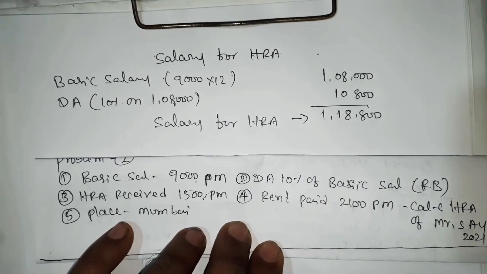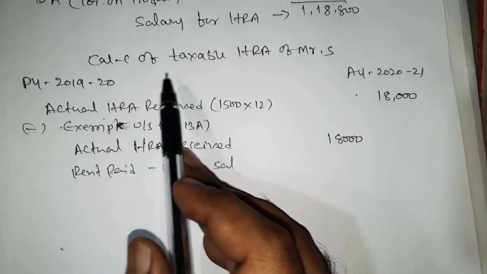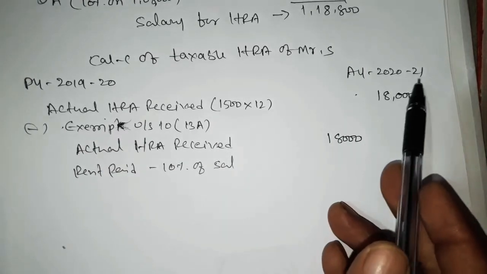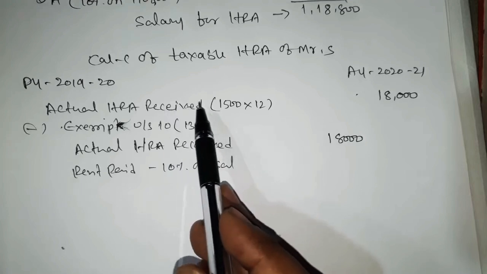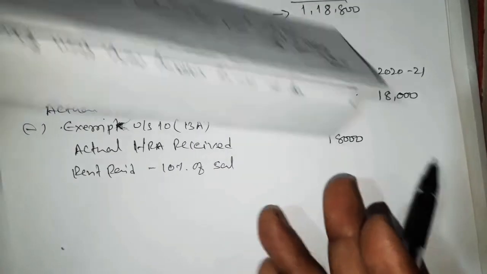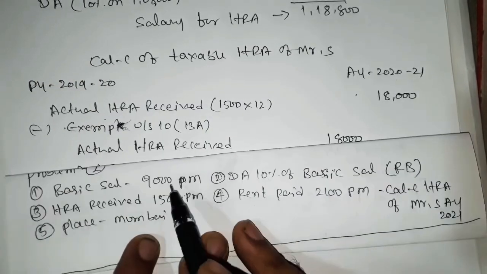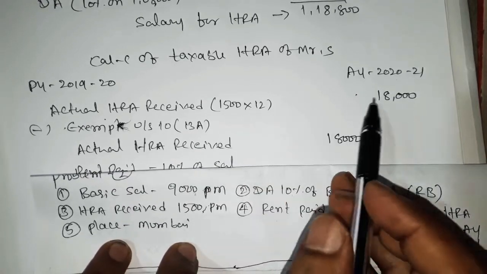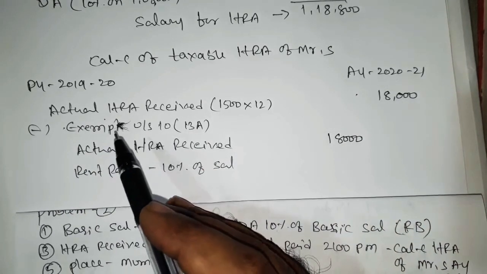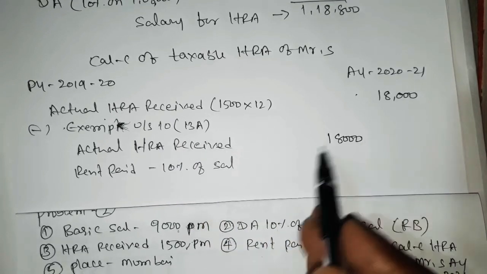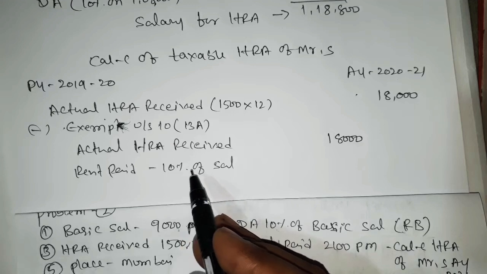We will go for the further calculation of exempted HRA. Here is the calculation of taxable HRA of Mr. S, previous year 2019-20 and the assessment year 2020-21. The actual HRA received is 1,500 per month, so 1,500 into 12, 18,000. Less: exempt under section 10(13A), actual HRA received 18,000, rent paid minus 10 percentage of salary.